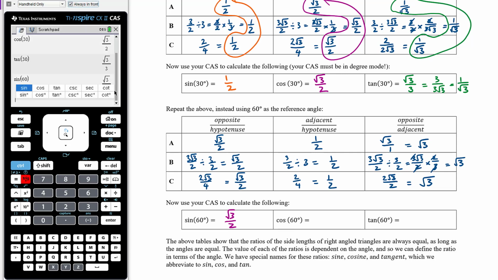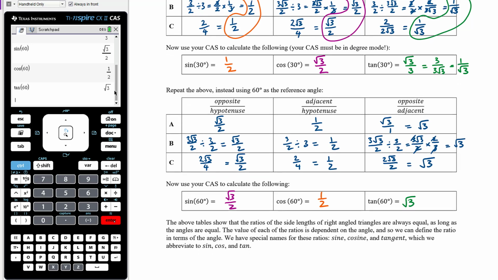Cos of 60, that's half. And tan of 60, it's root 3. So we see actually that sine of 60 degrees is equal to the opposite side length divided by the hypotenuse side length when we're using 60 degrees as the reference angle. Cos of 60 degrees is equal to the adjacent side divided by the hypotenuse, and tan of 60 degrees is equal to the opposite side divided by the adjacent.